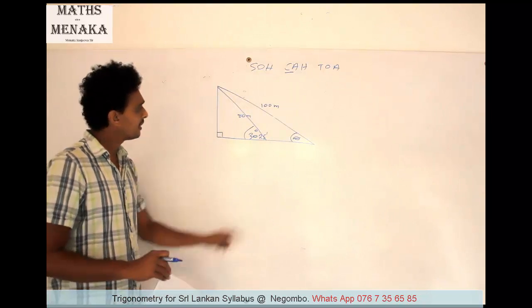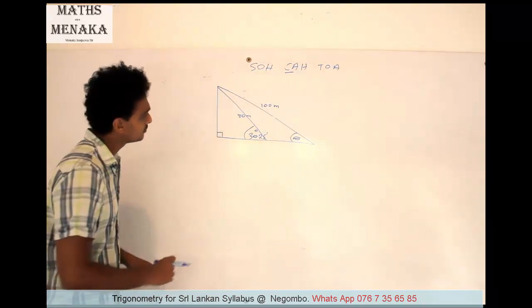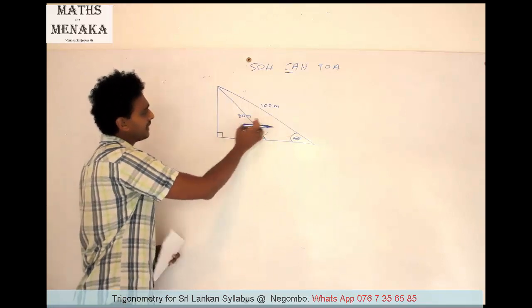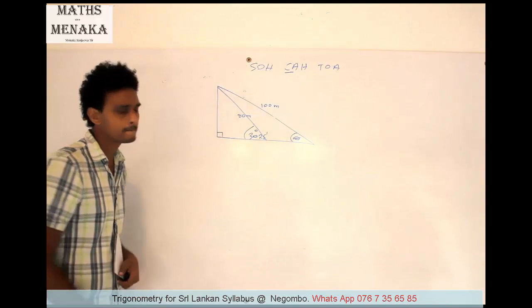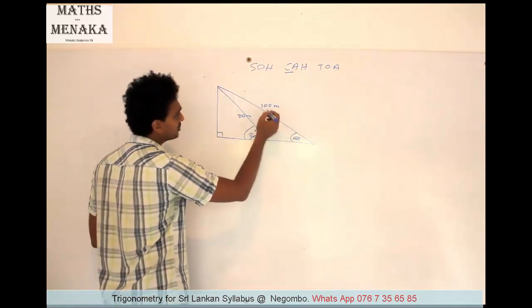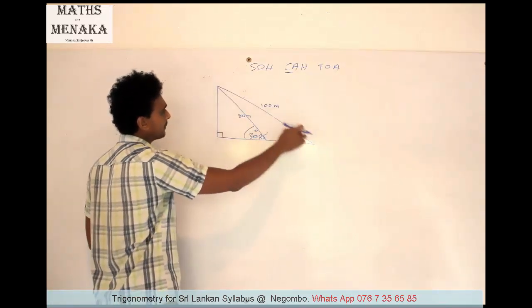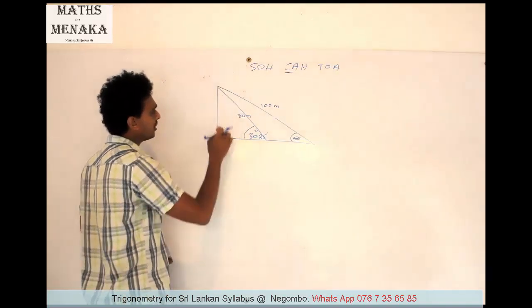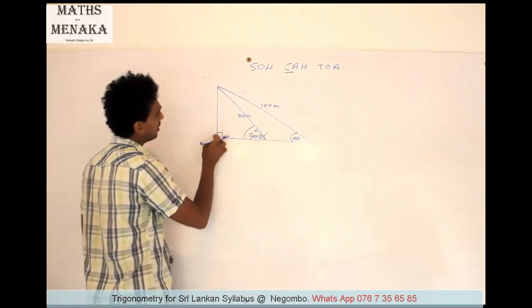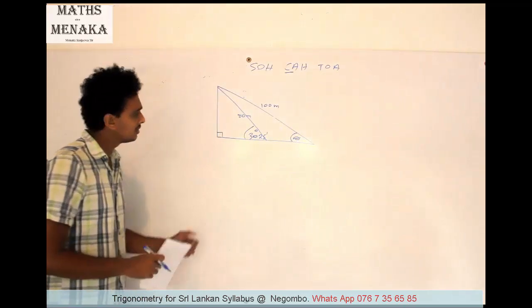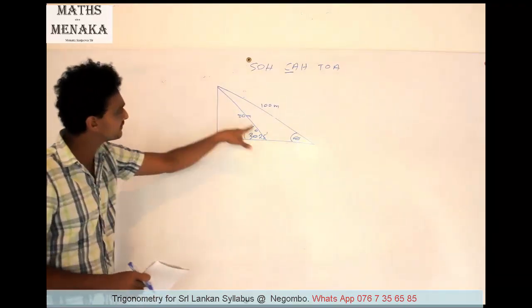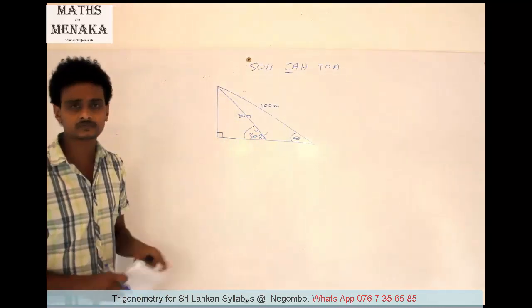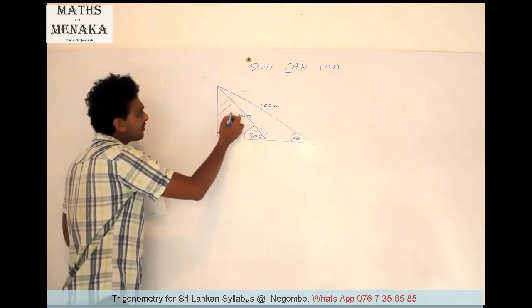Now to find theta, you can see there are 2 right angle triangles. Our target is to find theta. To find theta, this hypotenuse is given, so you should know either this side or this side. This side we cannot find easily, but this side we can find easily using the small right angle triangle.